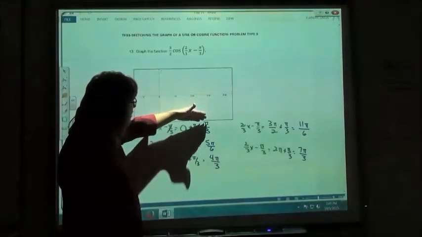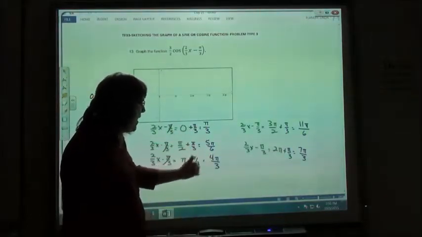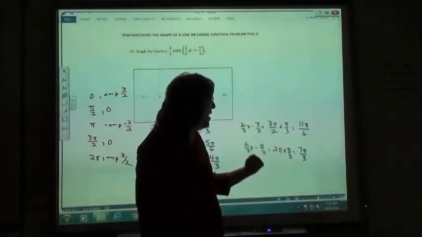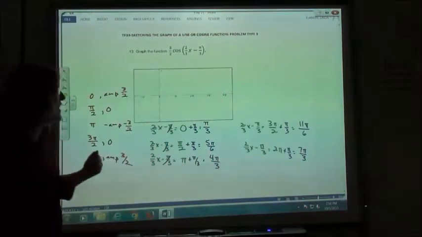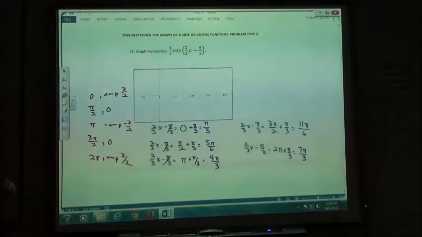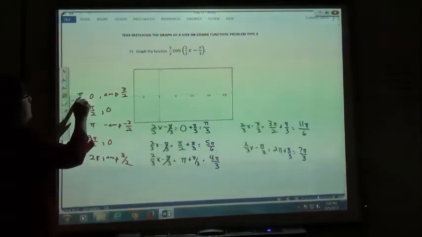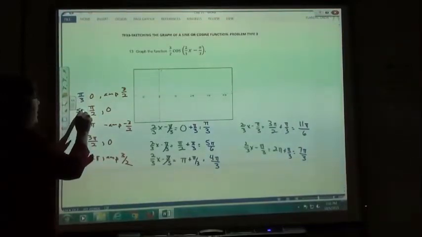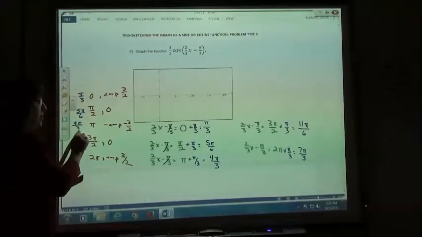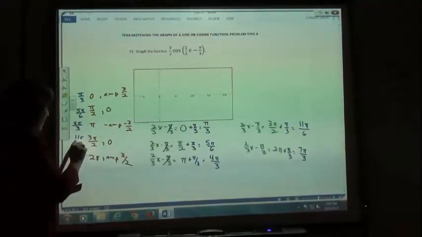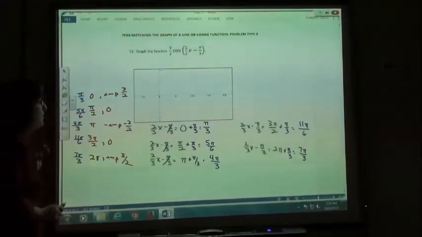If I think about this, this is 2 pi over 6, 5 pi over 6, 8 pi over 6, 11 pi over 6, and 14 pi over 6. I made them all over 6, so it's going up by 3 each time, right? So this is now going to be at pi over 3. This one will be at 5 pi over 6. This one will be at 4 pi over 3. This will be 11 pi over 6, and this will be 7 pi over 3.